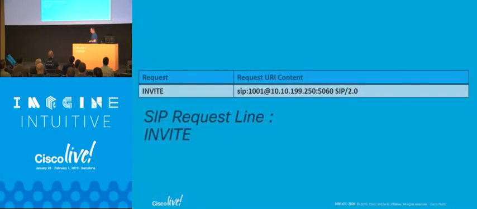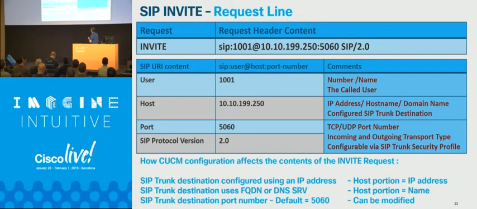So the first one is, of course, the request line. So this is my invite in this particular case. And here, if you look at the individual pieces, we're using SIP. This is the user that I'm calling. It's showing a number here, but it can be a number or a name. It defines the called user. The host here is the address of the far end, and so this is going to be the configured SIP trunk destination address. And the port number here is 5060.